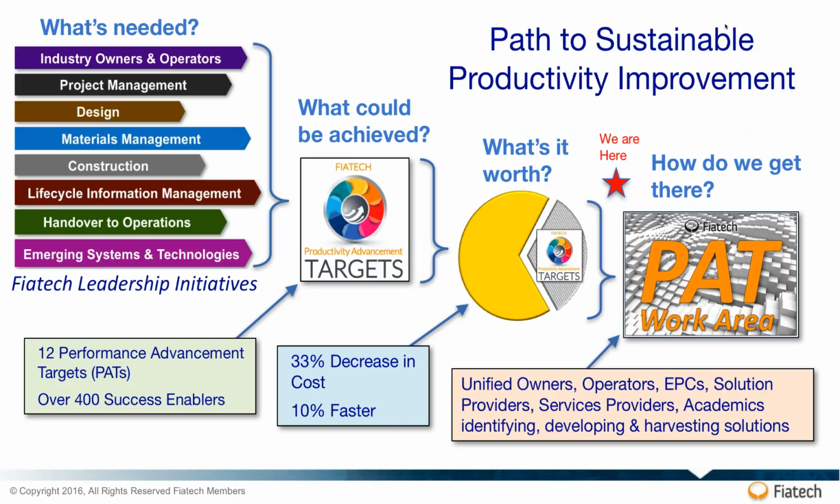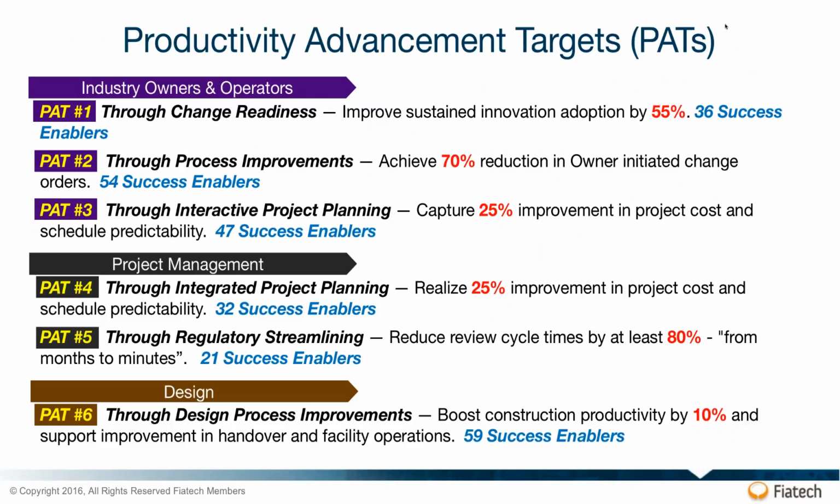Owner-operators, EPCs, solution providers, academics, service providers. It's a very complex puzzle to put together, and everyone's got a piece. So, as Reg says, the 12 productivity advancement targets are out there. We are kicking off 12 teams.